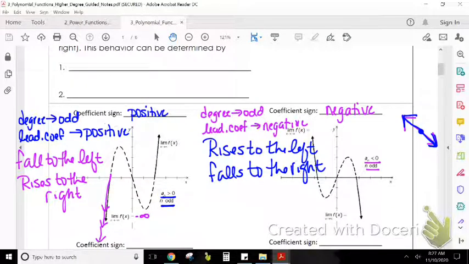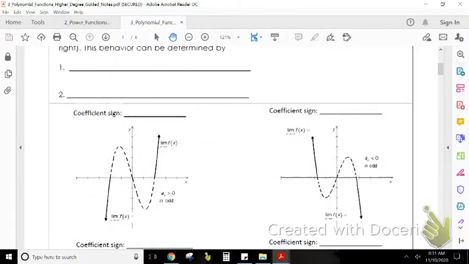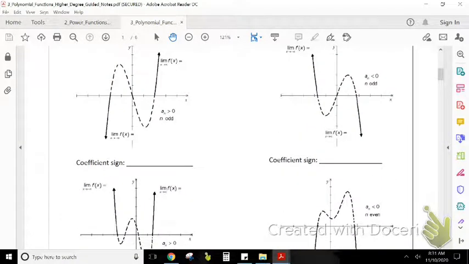So it could be negative x to the 101. It's got an odd degree, 101 is odd, and it's got a negative leading coefficient because it was negative x to the 101. Okay? We don't know what's happening in the middle, but we do know that at the ends, it's going to rise to the left and fall to the right every time. All right.